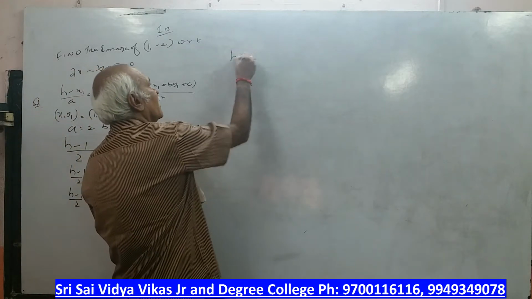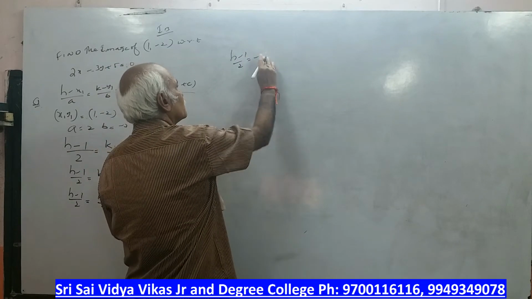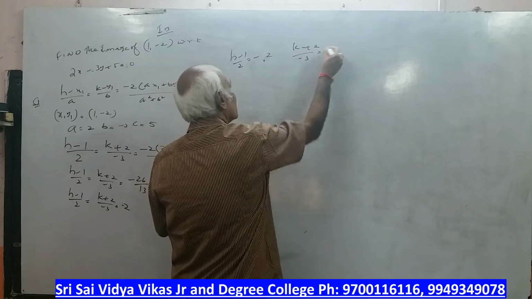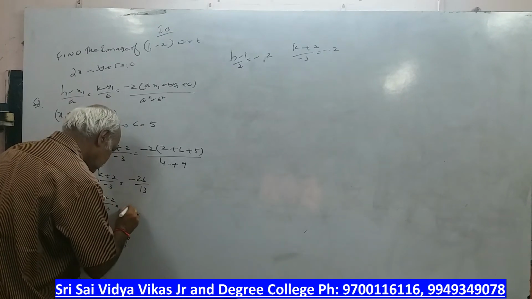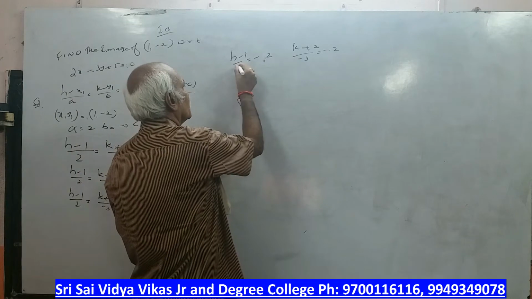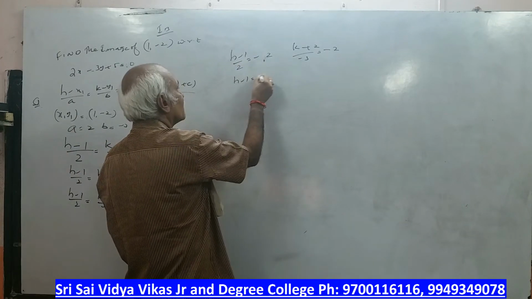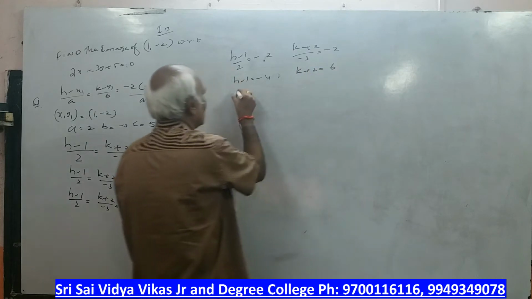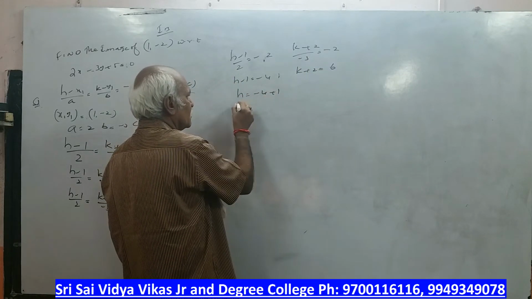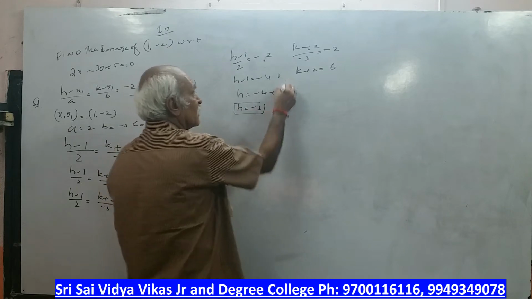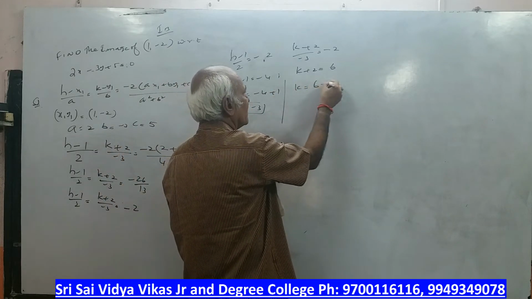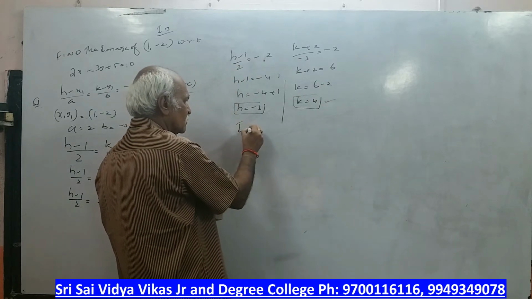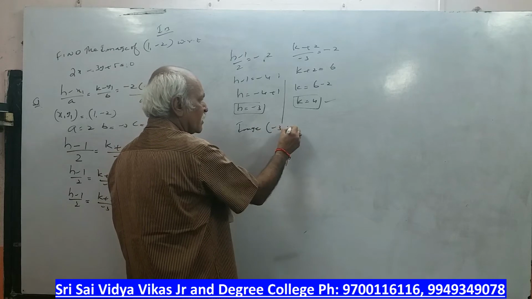Therefore, h minus 1 by 2 is equal to minus 2, k plus 2 by minus 3 is equal to minus 2. Right? Now, cross multiplication. So h minus 1 is equal to minus 4, k plus 2 is equal to 6. So h is equal to minus 4 plus 1, h is equal to minus 3, and here k is equal to 6 minus 2, k is equal to 4. So what is the image? It is minus 3 comma 4.